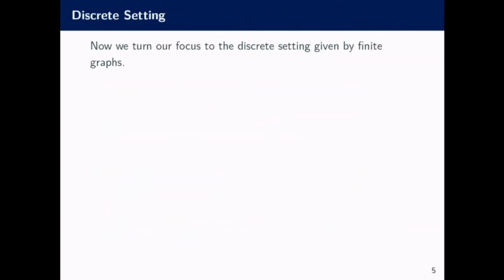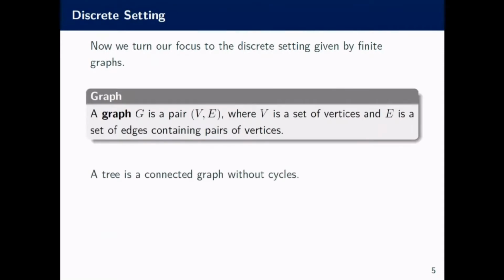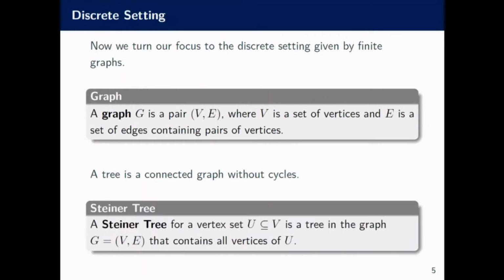However, we want to focus our research on the discrete setting that is given by finite graphs. A graph is here the usual definition, so without multiple edges, without loops, without anything strange. Of course, a tree is an acyclic connected graph. And the definition is this one: a Steiner tree for a vertex set U is a tree in the graph that contains U.